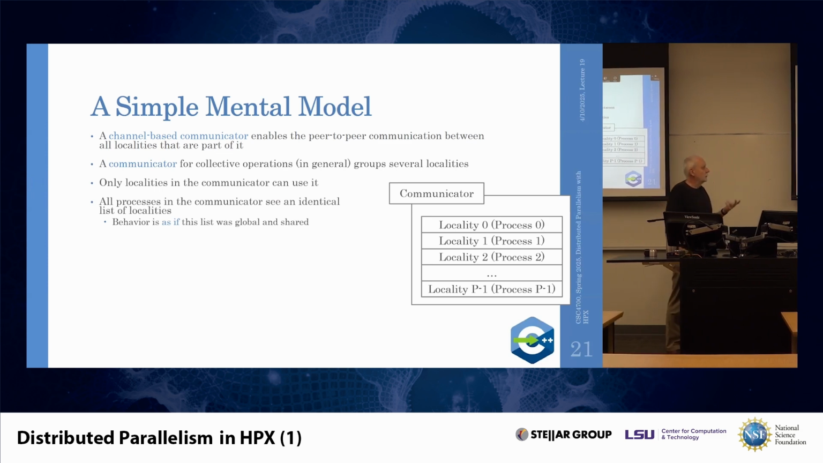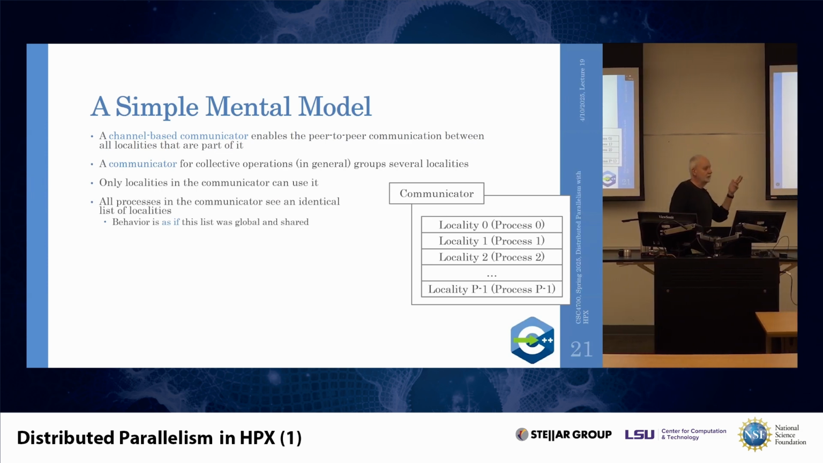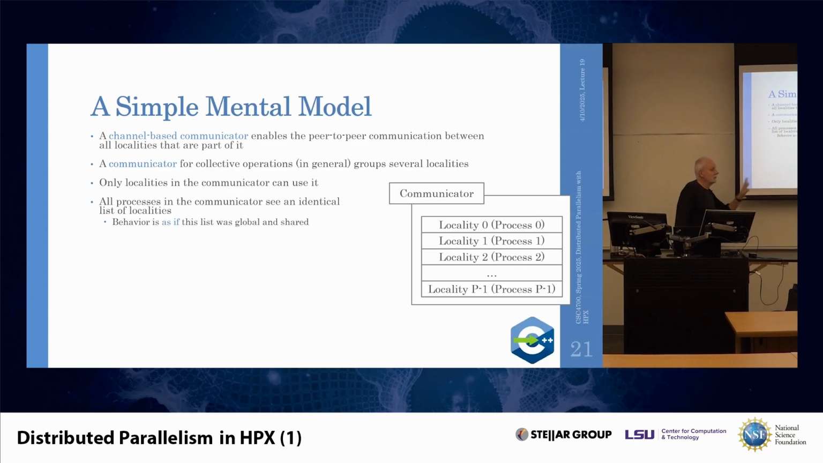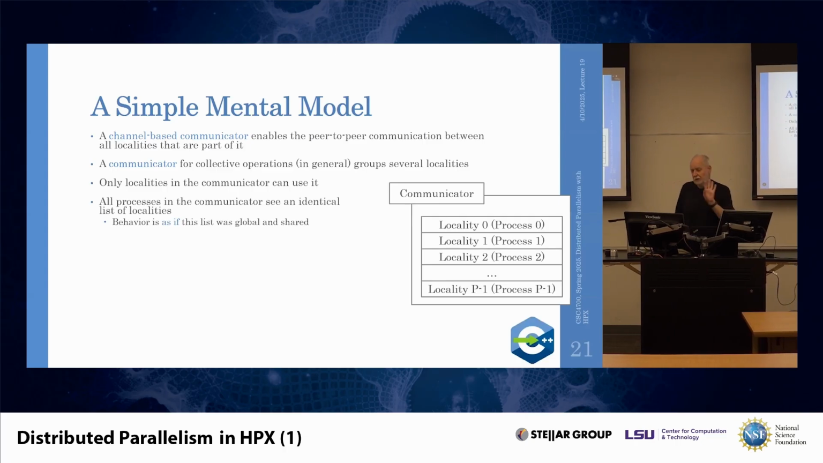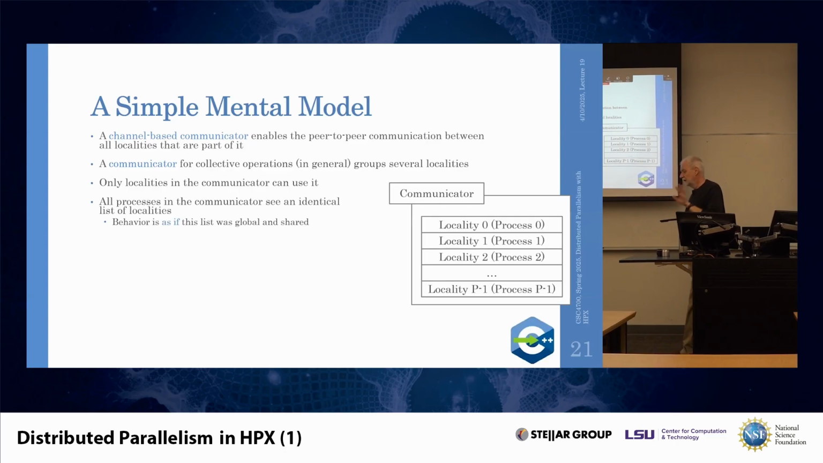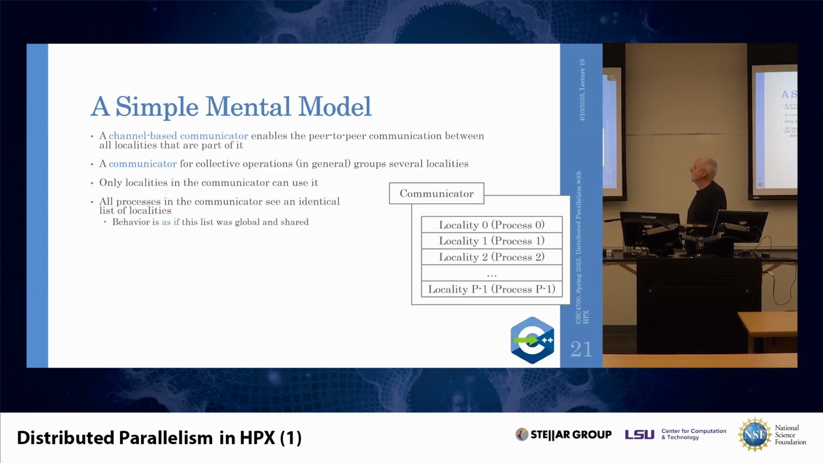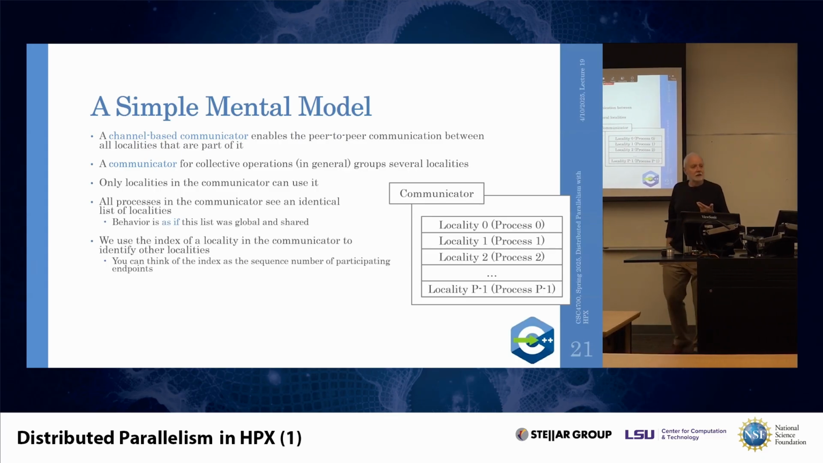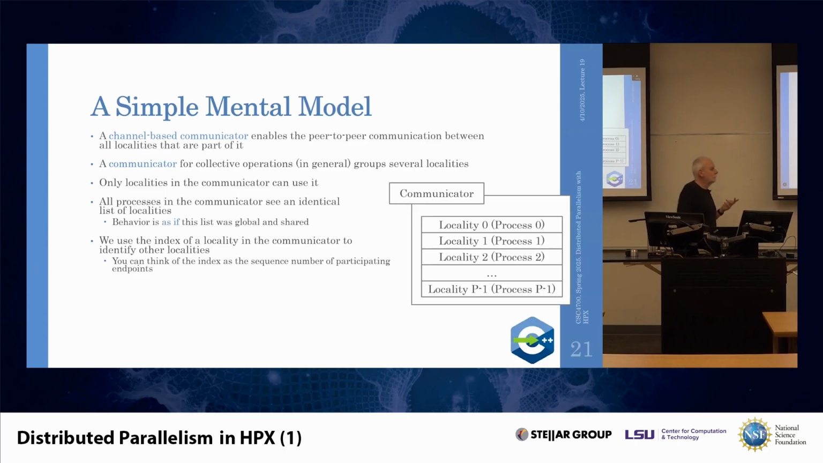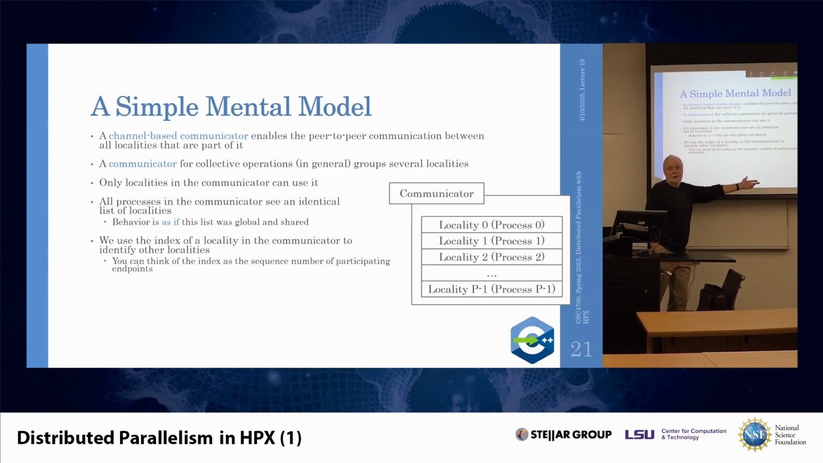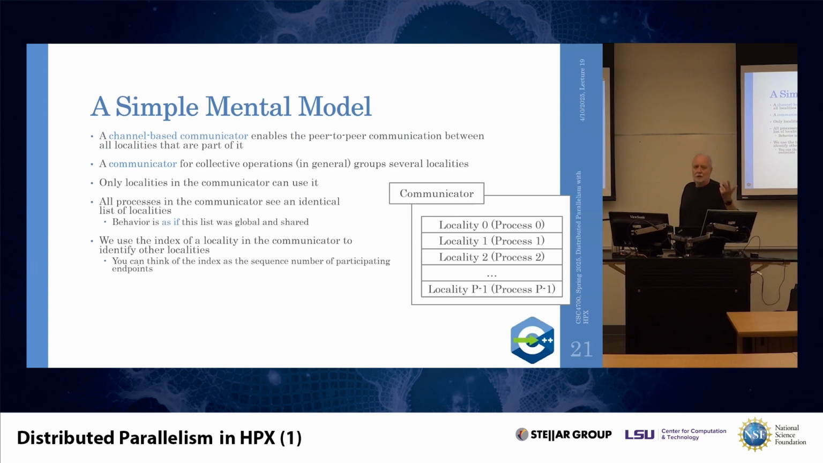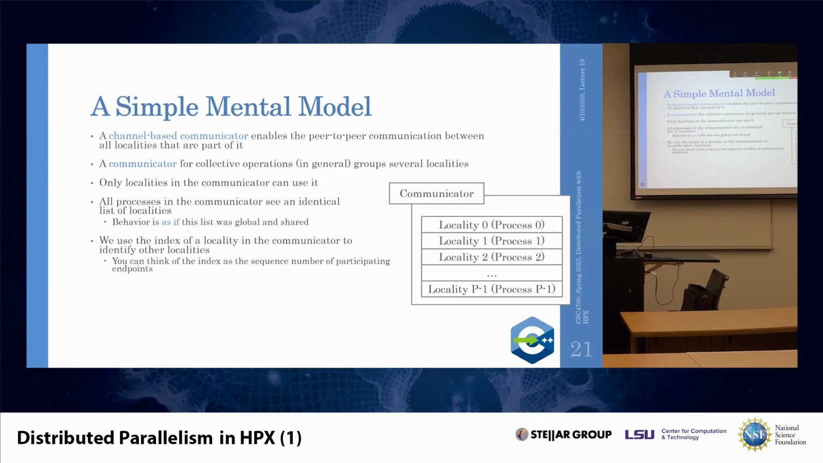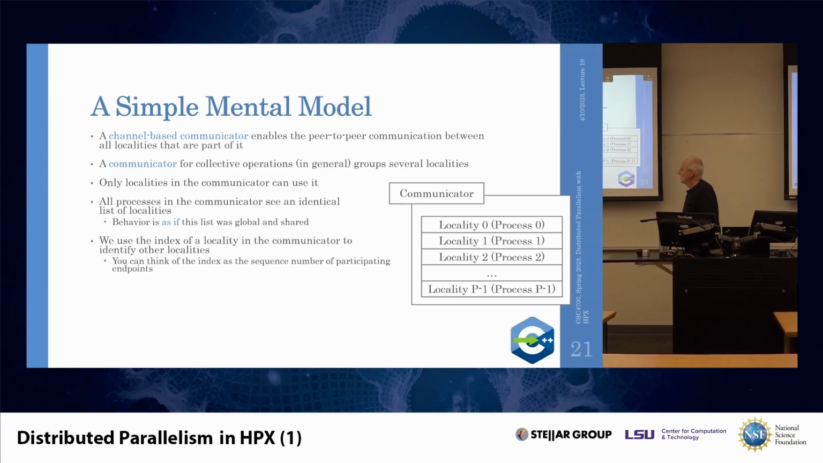All processes in the communicators see an identical list of localities. So again, the behavior is as if this list was global. So it's the same list of localities that is identified by a particular communicator, and everybody sees the same list. The index I was talking about, the locality index, is actually the index of the process inside a communicator. I was just using the global functions because the global communicators have the same indices associated with them as the index number of a locality in a particular communicator.